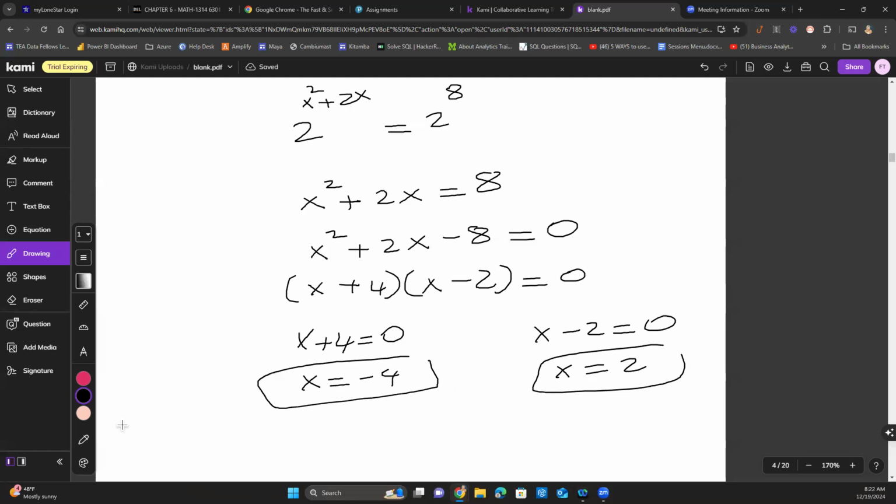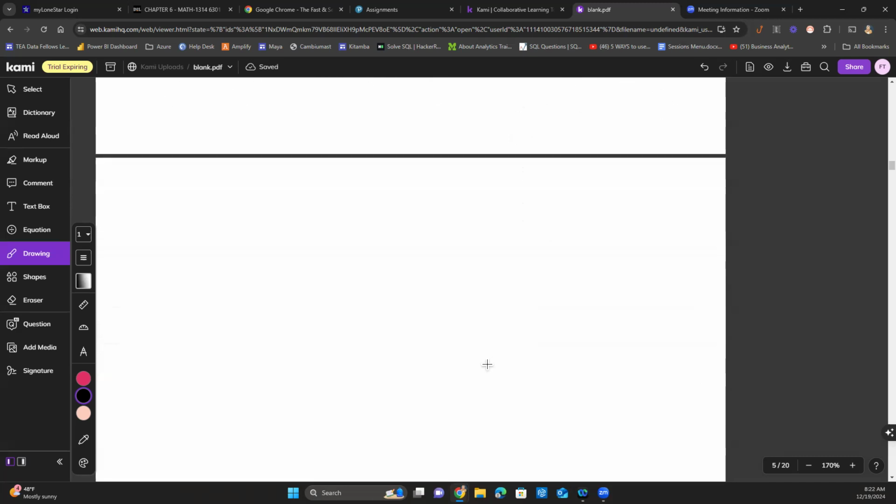For question 9, the solution set for this problem is: one of the x values will be negative 4, and the other x value will be positive 2. And this is how I am going to do number 9.